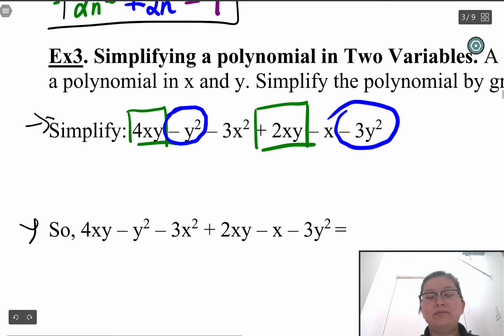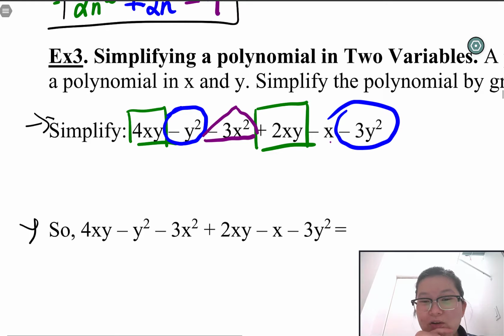Last but not least, I have x squared. That's my third different type of term, and let's use a triangle for this case. And so I have negative 3x squared, and then there's another one that almost got me. But notice that x is the only x squared, and negative x is by itself. So let's just underline this one.